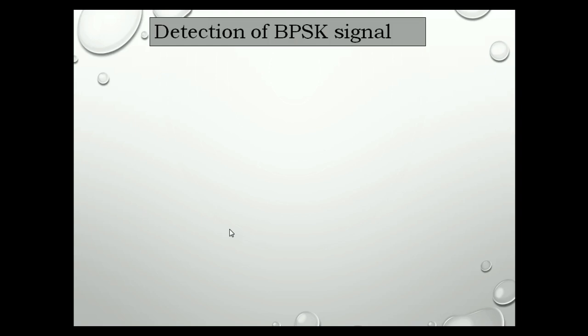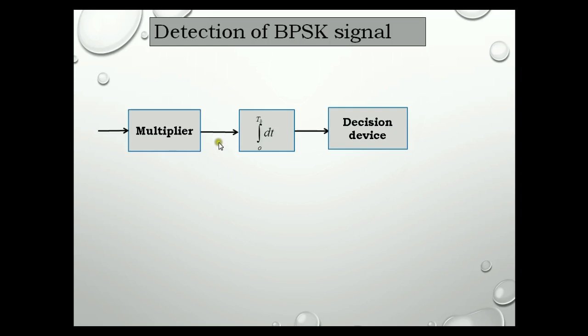So the generated BPSK signal will be transmitted and at the receiver it will be received. The receiver will have a multiplier followed by the integrator and decision device.